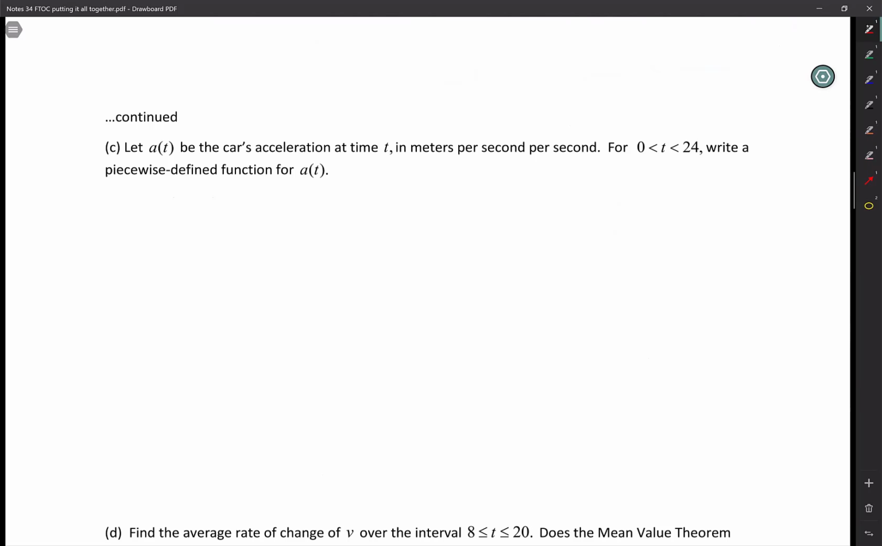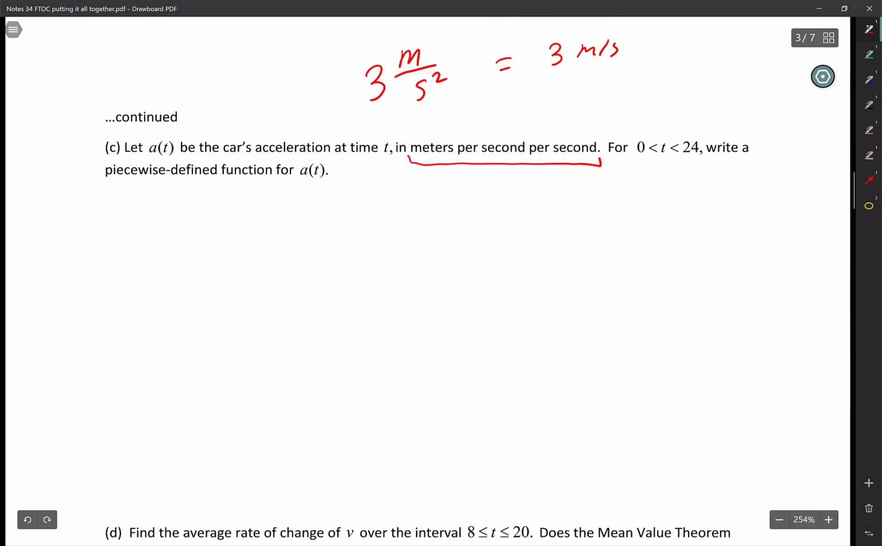Letter C. Let A of t be the car's acceleration at time t in meters per second per second. I love it. You know what? I think that's actually important enough to chat about real quick. Let's chat for 30 seconds on this. Go to your juniors. Not you juniors. You juniors know. Or go to the sophomores and tell them, I guess let's make up a number. What number do you guys want? Three? Tell them, what does 3 meters per second squared mean? What does the acceleration 3 meters per second squared mean? It means 3 meters per second per second.